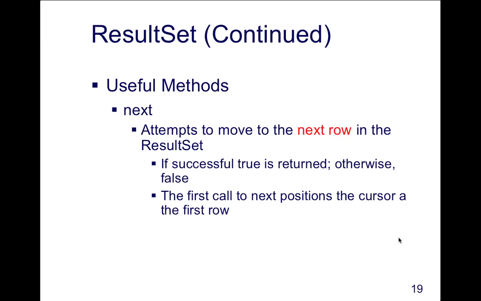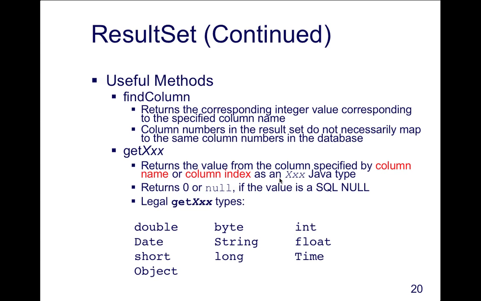It attempts to move to the next row in the result set. So you just go next, next, next. You just do a dot next, essentially. It moves to the next row if successful, otherwise it returns false. If it's true, it was successful. The first call to next positions the cursor at the first row, the next one positions it at the second row. So it really starts with 0, kind of, sort of, but the first one it retrieves is 1. It's kind of interesting.